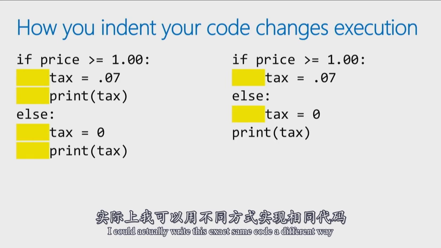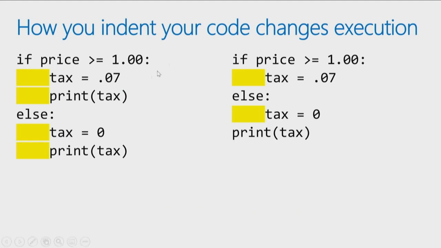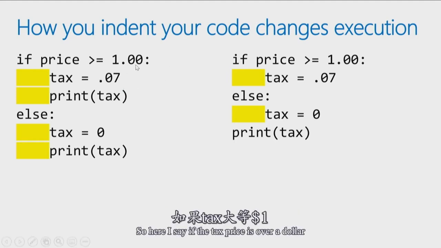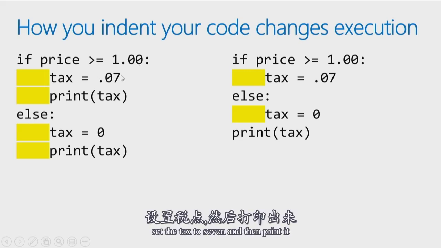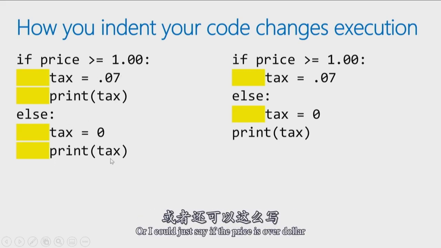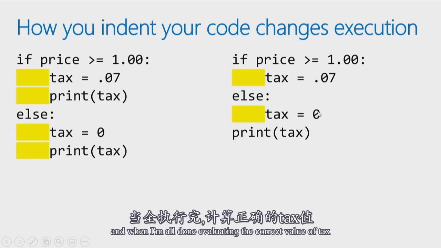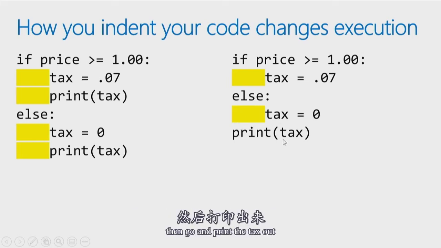I could actually write this exact same code a different way. I basically want to say calculate the tax and then print the tax out. So here I say if the price is over $1, set the tax to 7 and then print it. Otherwise, set the tax to 0 and print it. Or I could just say if the price is over $1, set the tax to 7, otherwise set it to 0. And when I'm all done evaluating the correct value of the tax, then go and print the tax out.